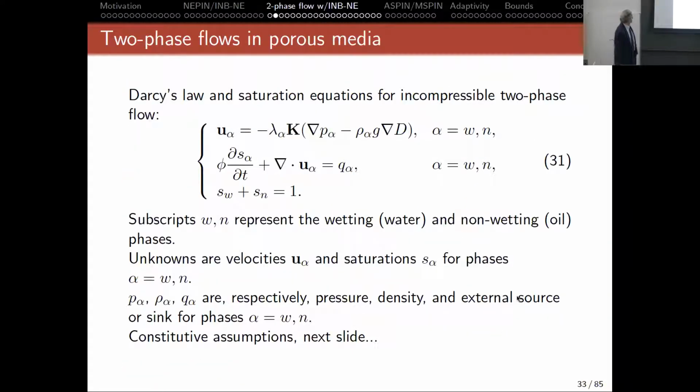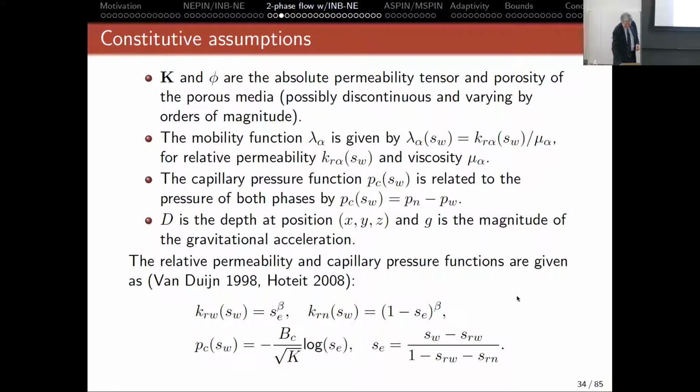So let's go to a more serious problem. So that you have Darcy's law for velocities of a wetted and a non-wetted phase in a reservoir problem. Phi is the porosity now, and K is the permeability. And so the second equation is sort of the continuity equations for the saturations of water and, say, the oil. And this is a standard problem in reservoir modeling.